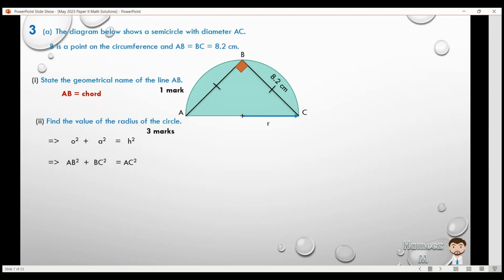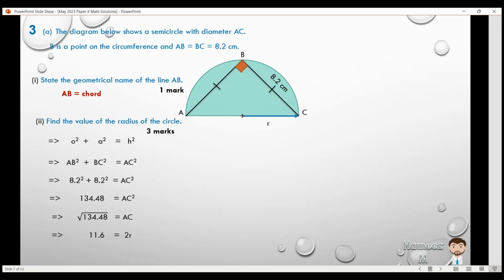So we can substitute what is AB? 8.2 squared, and BC, same, is equal to AC squared. And if we use our calculators and work that out, that'll give us 134.48 is equal to AC squared. So if you want AC, we find the square root of that, which works out to be 11.6. So from A to C straight across is 11.6 centimeters, which is 2 radii.